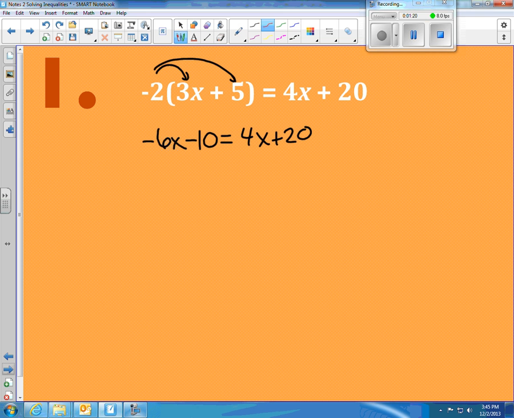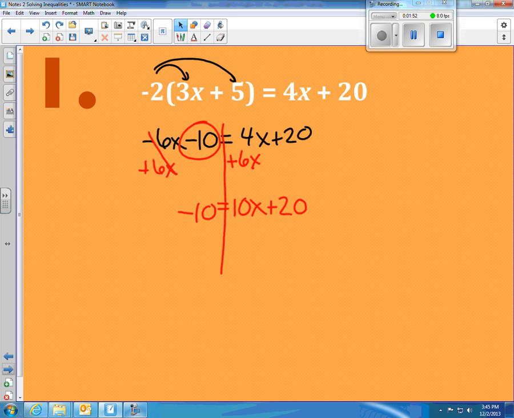Step 2 says to gather the variables to one side of the equal sign. So I like to draw a little line to help me see each side. I'm going to move that negative 6x over. And so I'm thinking because I'm moving it over to the other side of the equal sign, I'm going to do the opposite. So I'm going to add 6x to both sides. We have negative 10 because that negative sign sticks with that 10. Equals 10x plus 20.